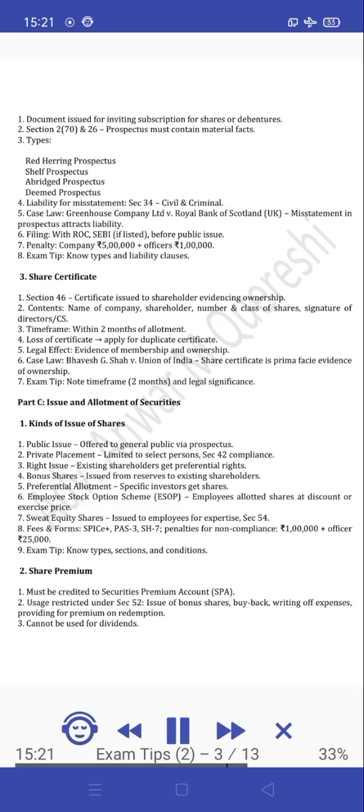2. Prospectus. 1. Document issued for inviting subscription for shares or debentures.